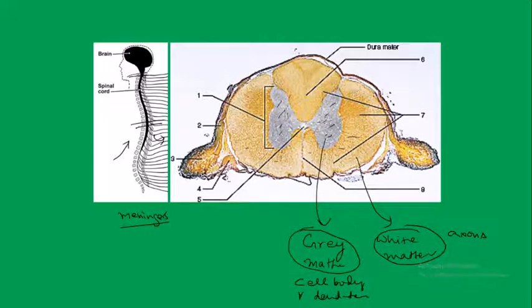So these are the two important parts of the central nervous system, the brain and the spinal cord. Next we look at the peripheral nervous system. Central nervous system, peripheral nervous system. This peripheral nervous system consists of a vast network of nerves that are present outside the brain and the spinal cord. There are two types of nerves present in the PNS.